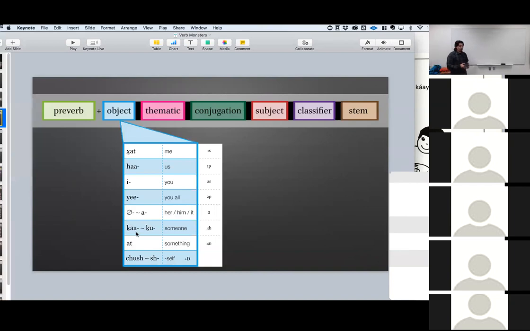Ka or k, it's k a lot of times, unless there's a specific weather verb for it, then it'll tend to be ka. Ut is something, and then chush or sh is to the self. So this is why you say shtichaltu, I'm teaching it to myself. And then there's shawadnei, the people who respect themselves. And so there's a number of things that you'll see. Shchodzatin, I saw myself like in a mirror.